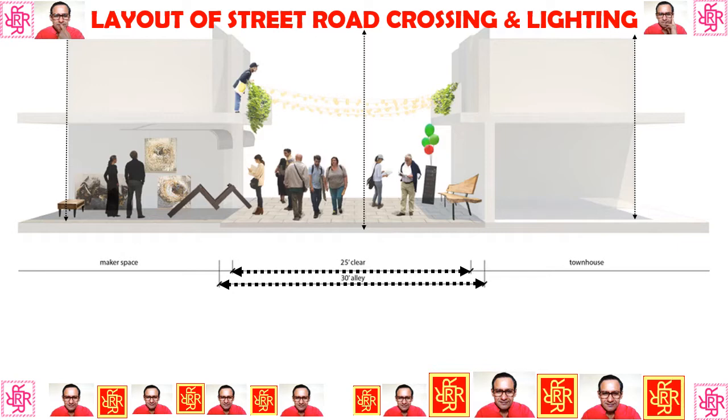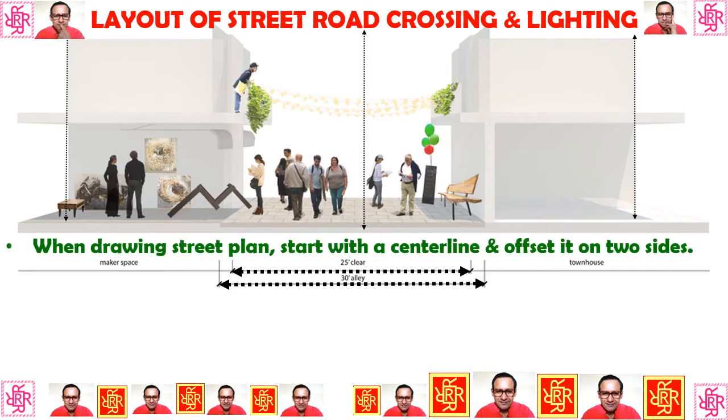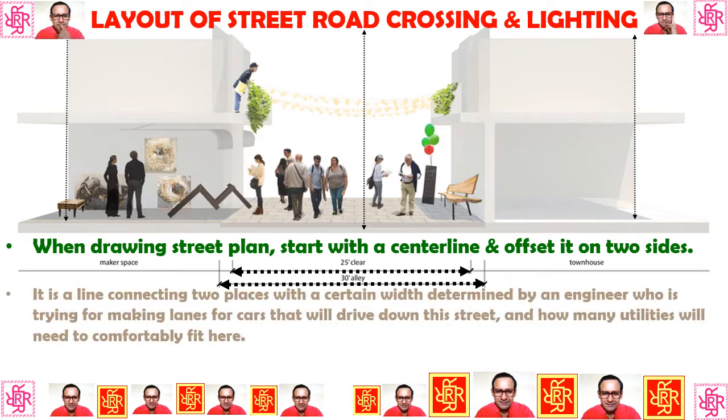Here you can see that there is 25 feet, I mean 25 feet clear street, and a 30-foot alley should be developed. And then the townhouses or maker space are developed. So when drawing a street plan, start with the center line and offset it on two sides. It is a line connecting two places with a certain width determined by an engineer who is trying to work out the lanes for cars that will drive down this street and how many utilities will need to comfortably fit in here.